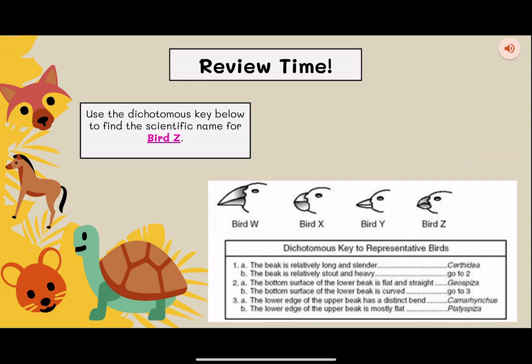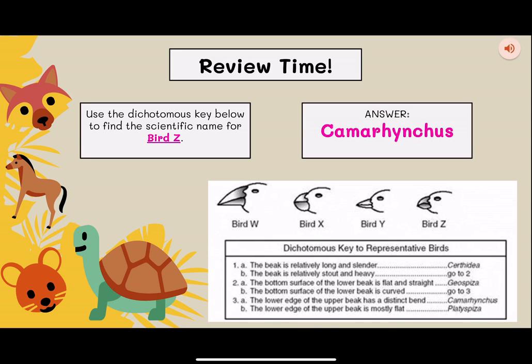Now let's try another problem. Use the dichotomous key below to find the scientific name for bird Z. If the answer you got is Camarhynchus, you are correct.